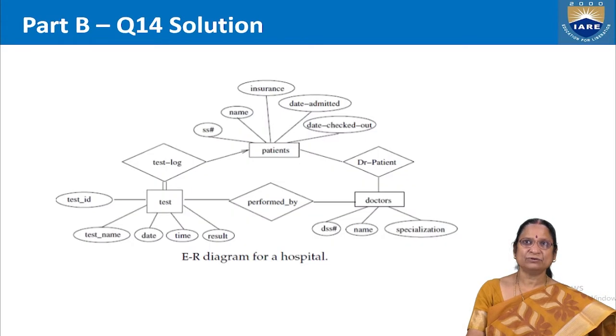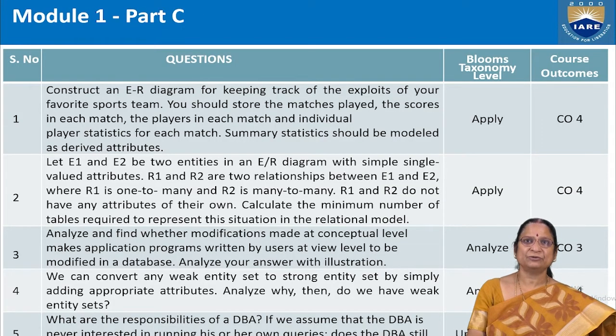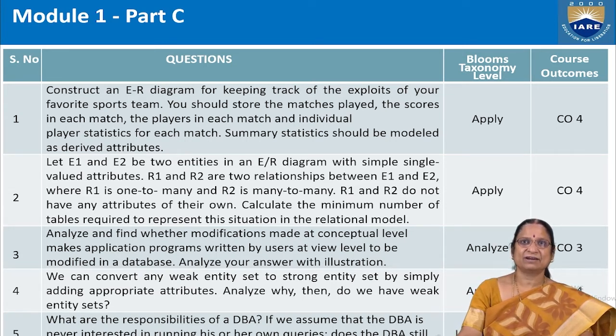Part C consists of 10 questions. Each question is categorized under a Bloom's taxonomy level, which was given already, and also the course outcome that is going to be achieved if a student answers that particular question. These are specified in the question bank given to the students already. And some of the questions, we'll discuss solutions here.